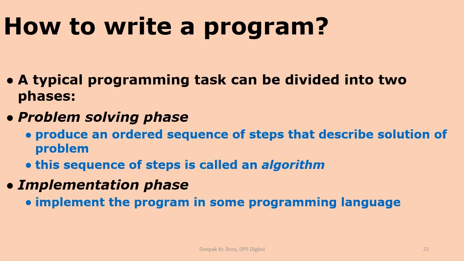How to write a program? A typical programming task can be divided into two phases. First is the problem solving phase. In this, we produce an ordered sequence of steps that describes the solution of the problem. This sequence of steps is called an algorithm. Second is the implementation phase. Implement the program in some programming language. We are going to see this implementation phase in the next class, that is in class 6.